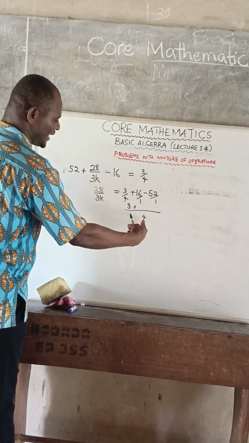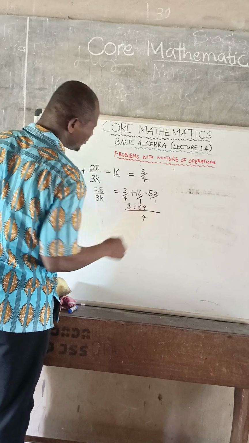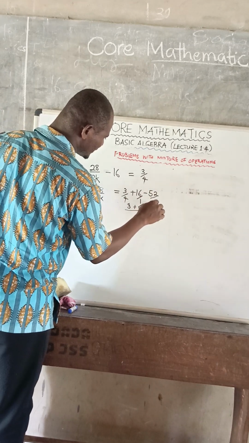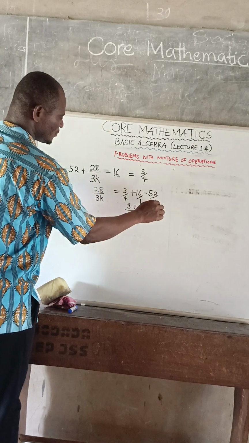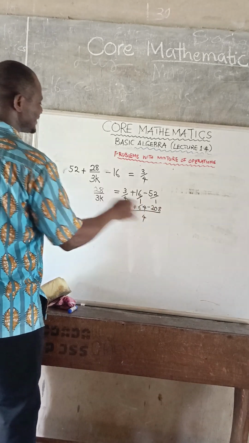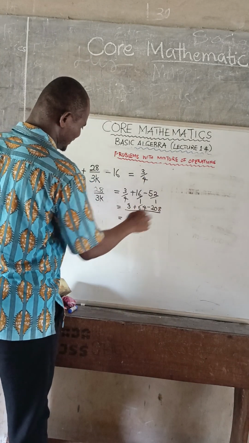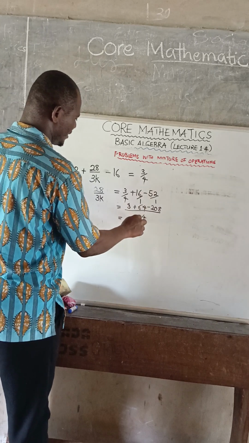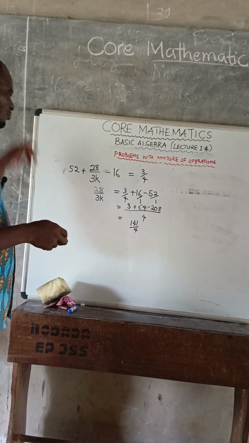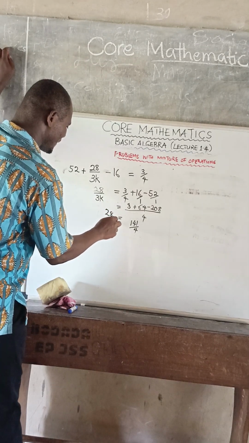Plus, 1 divided by 4 is 4. 4 times 16 is what? 64. Then 1 divided by 4 is 4, and 4 times 52 is 208. So at that point, we can finish off by getting the total of this, this plus this 67, and if you take away that from there, you will be getting 141 over 4. That is, 28 over 3k is equal to that.